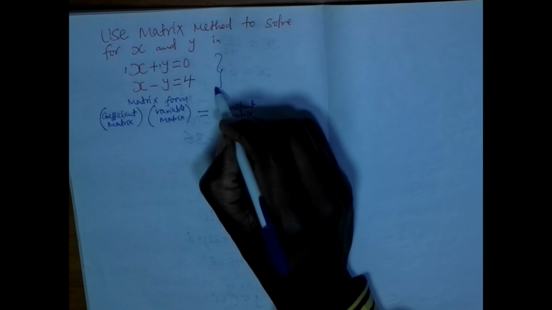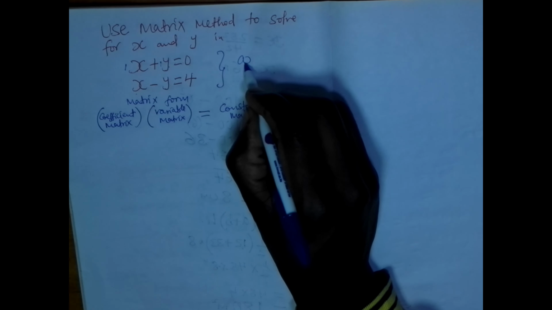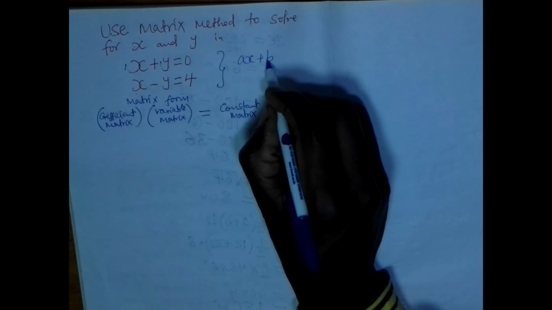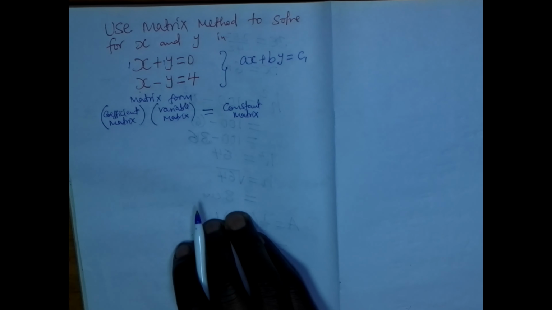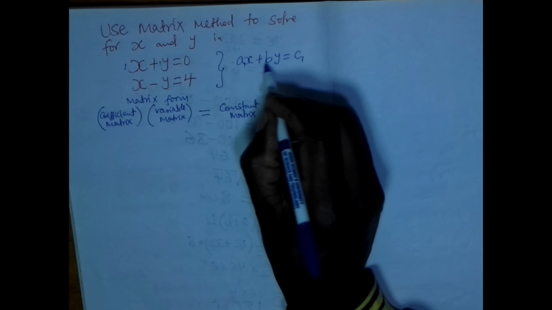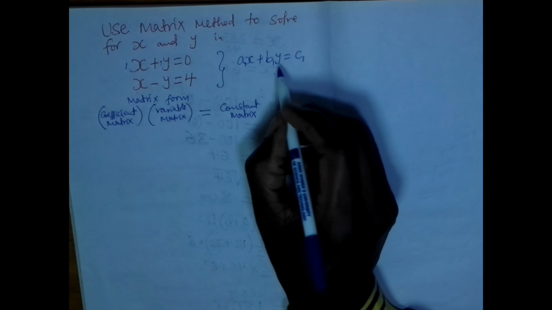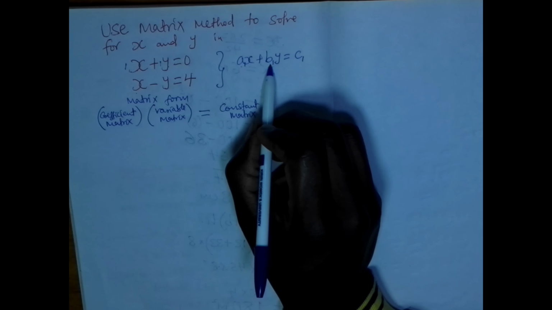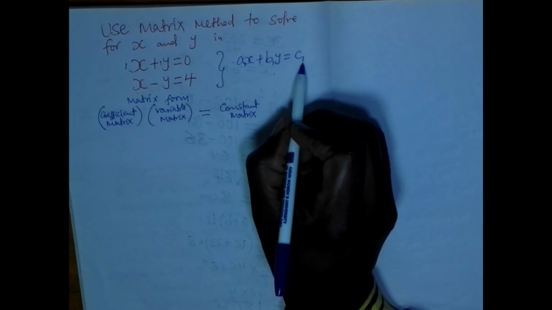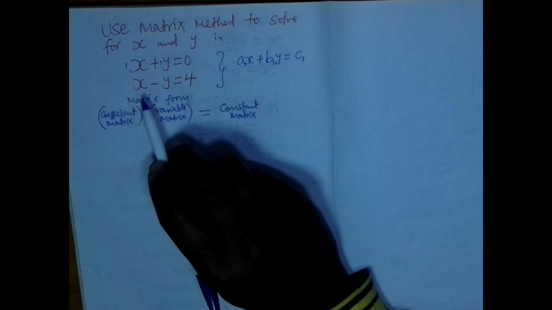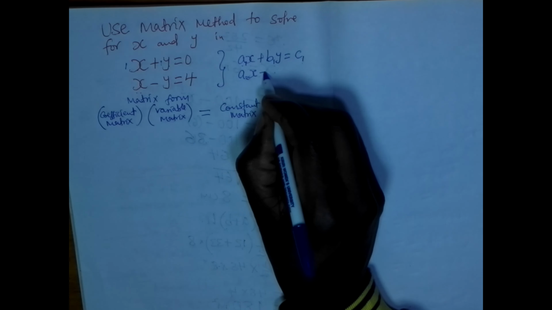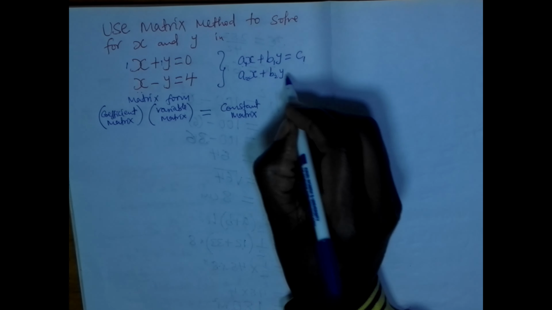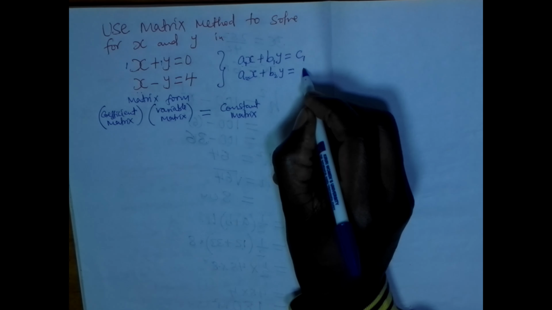So this is actually of the form ax plus by is equal to c1. Let this be a1, this be b1: a1x plus b1y is equal to c1. And the other equation is a2x plus b2y is equal to c2.